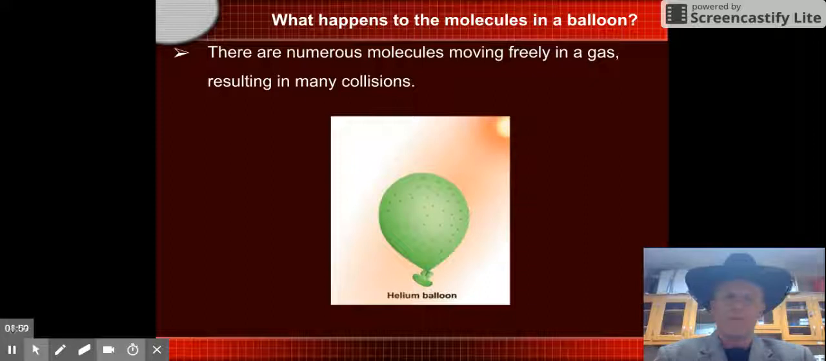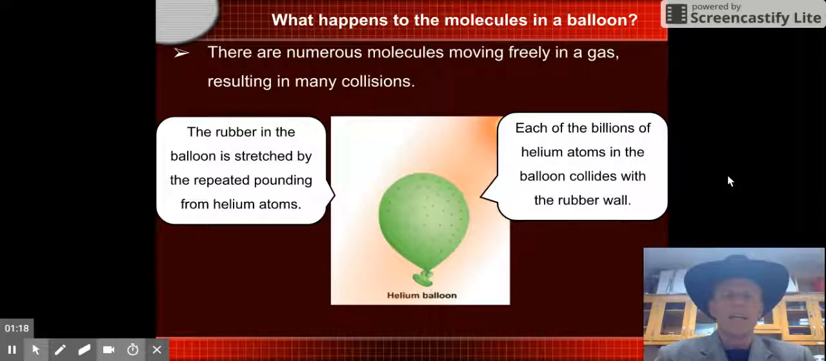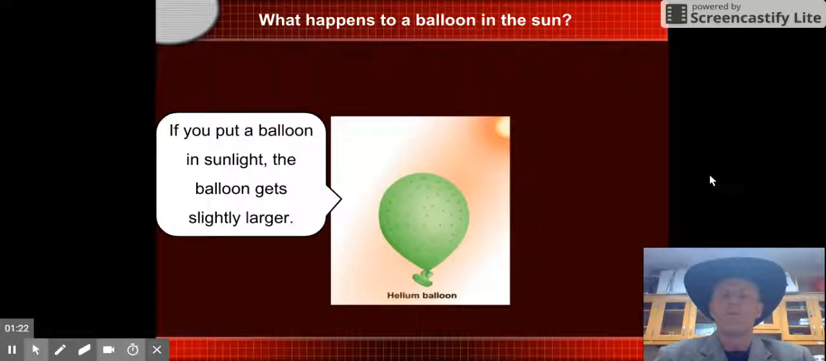What happens to the molecules in a balloon? You blow a helium balloon up with helium, there are numerous molecules moving freely in a gas, and that results in many collisions. And the rubber in the balloon is stretched by the repeated pounding from the helium atoms. Each of these billions of helium atoms in a balloon collide with the rubber wall.